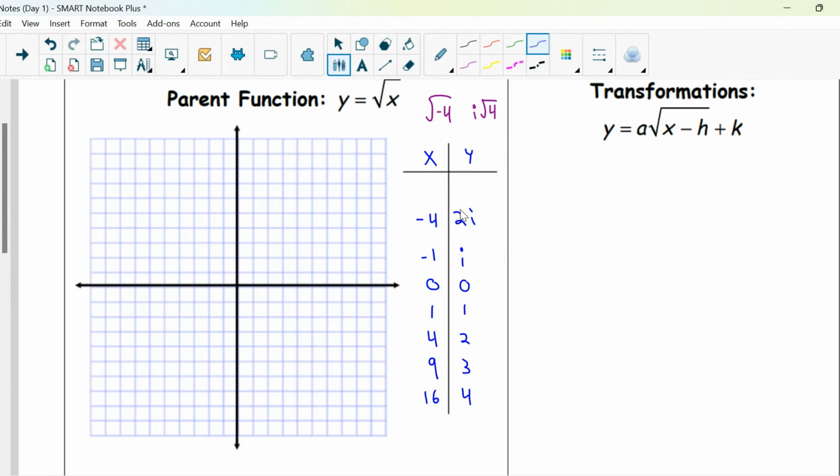So when graphing, whenever you have imaginary numbers as your output, that's something we can't graph on a coordinate plane like this. So we're actually going to start graphing at (0, 0). I'm going to graph (1, 1), (4, 2), (9, 3), so on and so forth. And I'm going to have a graph that looks something like this. This is the graph of a square root.